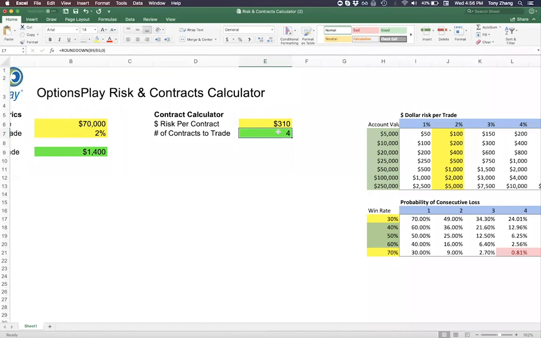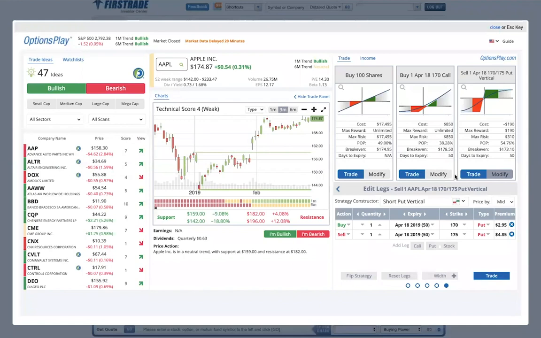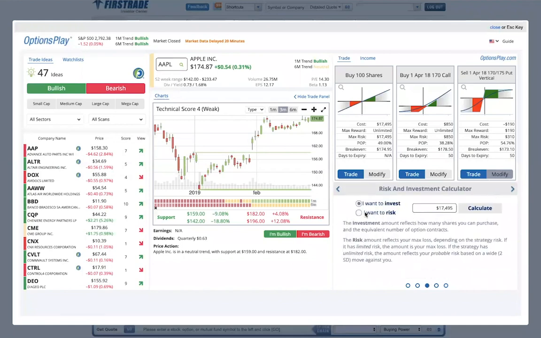So this is designed to make your life easier in terms of doing the math behind calculating the number of contracts. Or another thing we can do is if you just remember the $1,400 that you're willing to risk per trade, you can also plug this into Options Play. You can click on the risk and investment calculator. You can plug in, I want to risk $1,400. And Options Play will also calculate for you to sell 4 contracts of this put vertical.